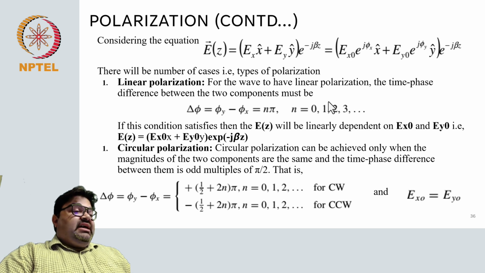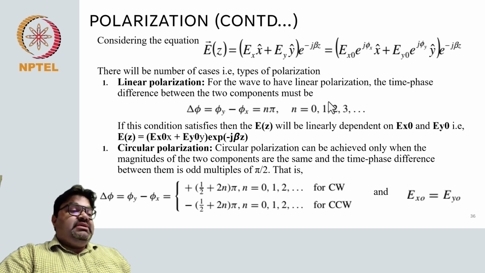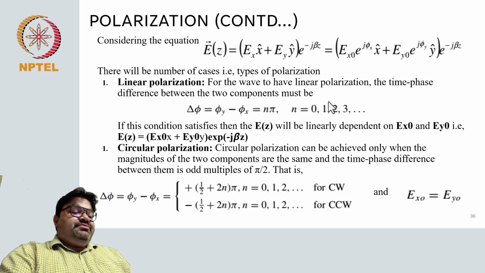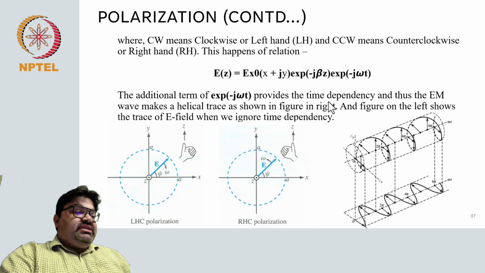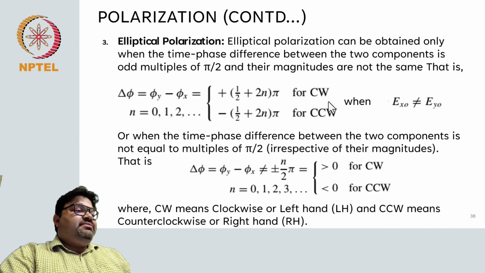And if they are not n pi, but the amplitudes of Ex0 and Ey0 are the same, and the phase difference is either plus 2n plus half pi or minus 2n plus half pi, then they are called circular polarization. Then there is left circular and right circular, and that is linked here.